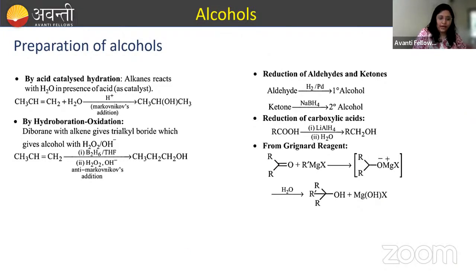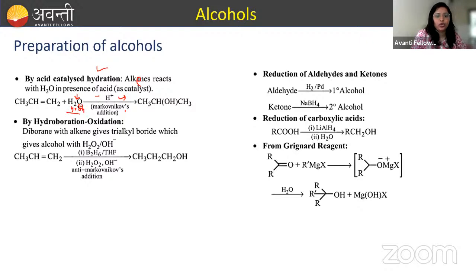So alcohol we can prepare by using certain reactions. What are those reactions? First, acid catalyzed hydration. Here alkene reacts with H2O in presence of acid as a catalyst. This is a Markovnikov's addition, where what happens is the negative part of the given substrate we are going to add, H2O, which has H plus and OH minus.